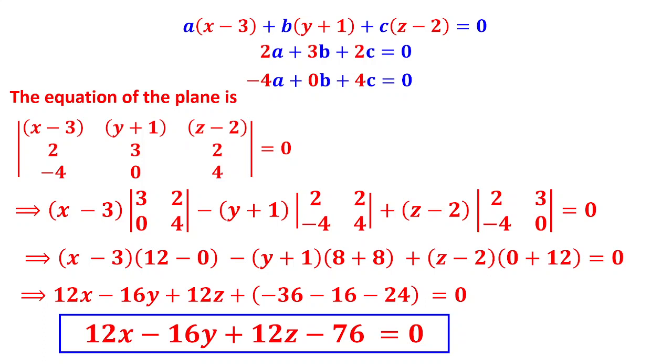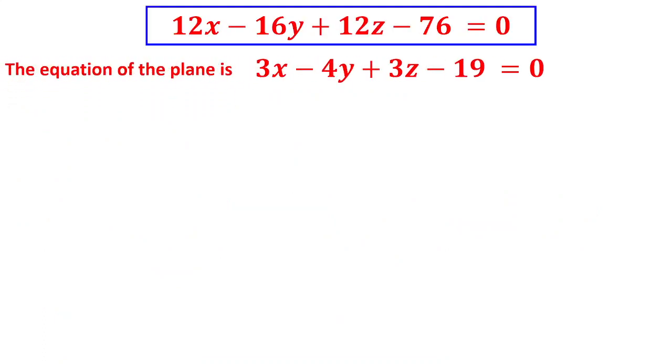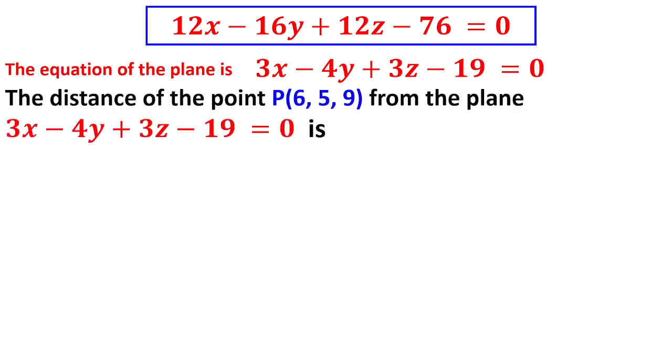Sometimes, if the constants in the equation of the plane can be simplified, you can simplify it for future use. Here I am dividing the whole equation by 4, and it will become 3x minus 4y plus 3z minus 19 is equal to 0. What have they asked? They have asked the distance of the point from the plane.